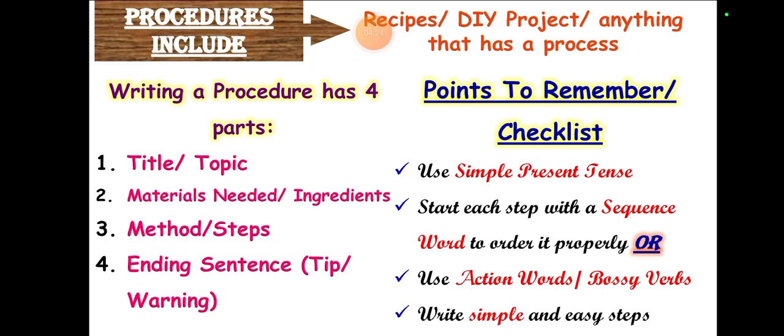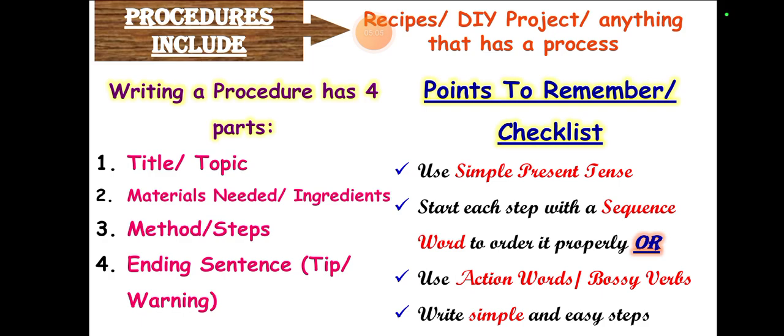Then we have method and steps. We basically have 5 steps. I will tell you the starters and you are going to go through that. It has 5 methods or steps, but you can make them up to 6. Then the ending sentence, in which we write a tip or warning. We write a tip that you can do as well, that I didn't do, and a warning is something that was not easy for me to do. I'm telling you so that you are prepared.